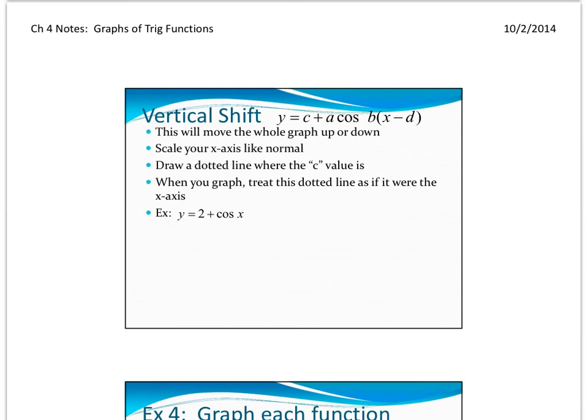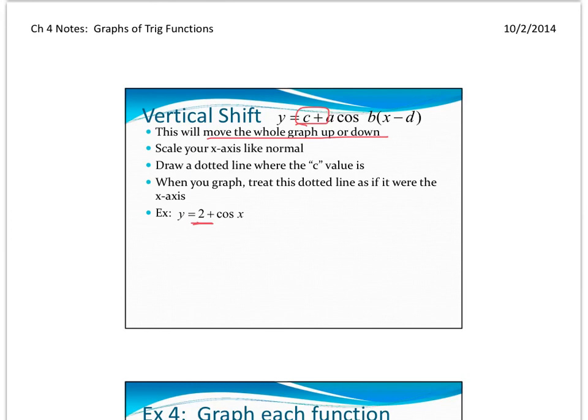The last thing that we'll talk about is a vertical shift up or down. When we do a vertical shift, this is going to move the entire graph up or down, and we will see a number on the outside added to the function. This number could be written in front, like we see here in the example, or it could be written at the end. We typically put it in the front because then it's not confused with being a phase shift. Vertical shifts are rather easy.